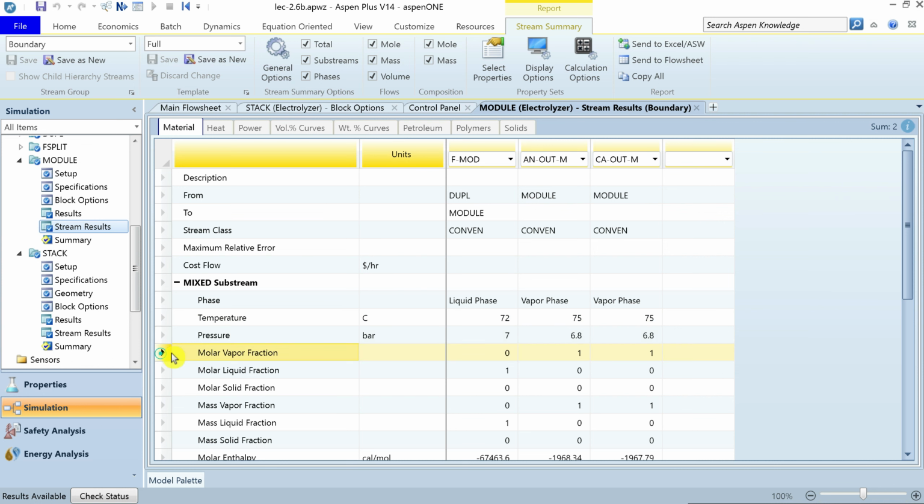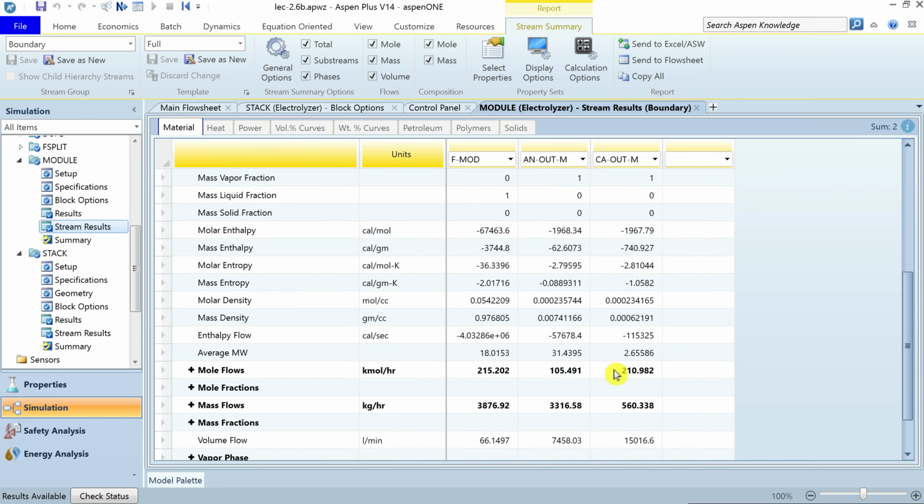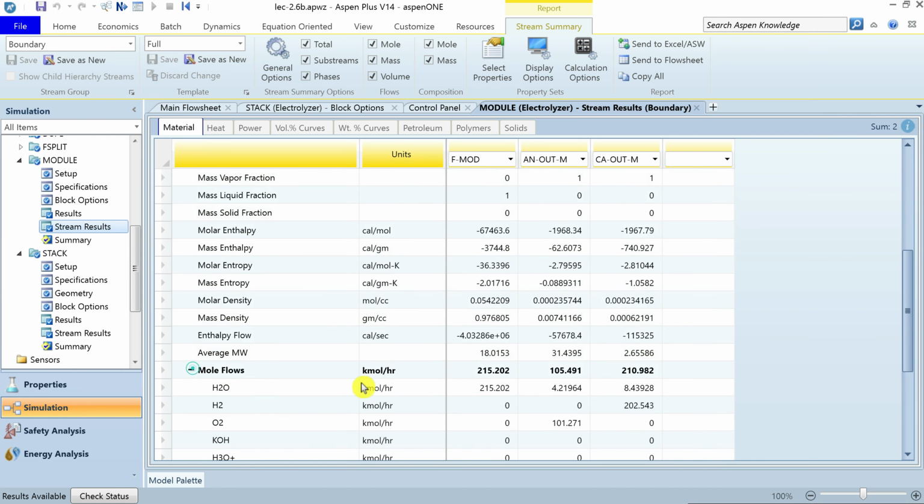Temperature, pressure and vapor fraction of all the streams. So you can clearly notice that there is no liquid passing out of the electrolyzer module. So that means all the liquid has been retained within the module or internally recycled to the inlet port after passing through the flash. Let's have a look at the mole flows.